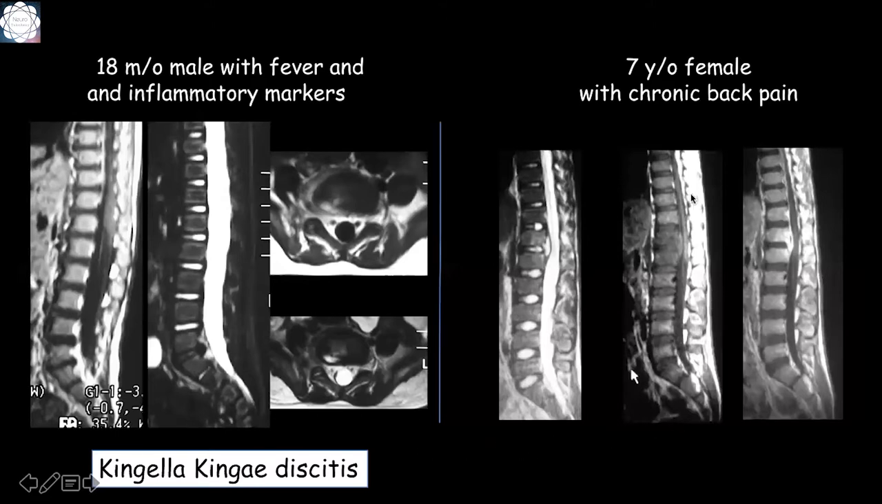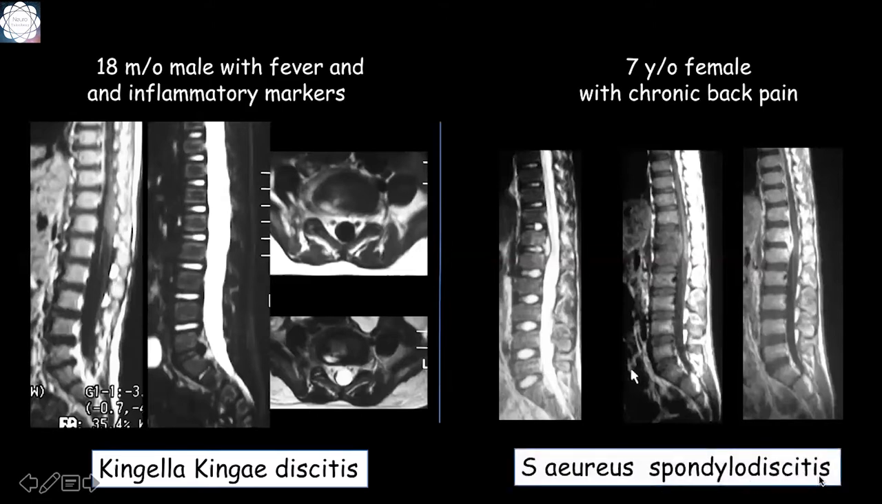Here we have another pattern. This is a 7-year-old female with chronic back pain. And you can see the hypointensity on T1, very homogeneous, of both contiguous vertebral bodies with this tissue in the anterior epidural space, which is hyperintense on STIR and hypointense on T1. And the heterogeneous pattern of enhancement with a relatively hypointense area in the middle, which is an abscess. So you can see the difference between abscesses and phlegmonous tissue. Abscesses are important because if they are large, they may be susceptible to surgical treatment. And this was Staph aureus spondylodiscitis.